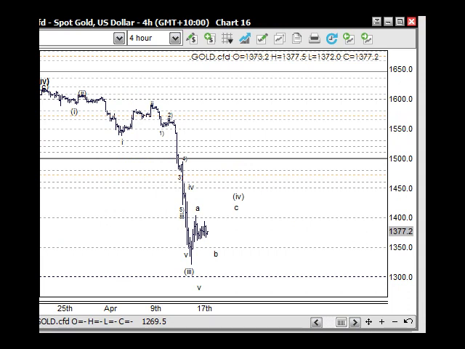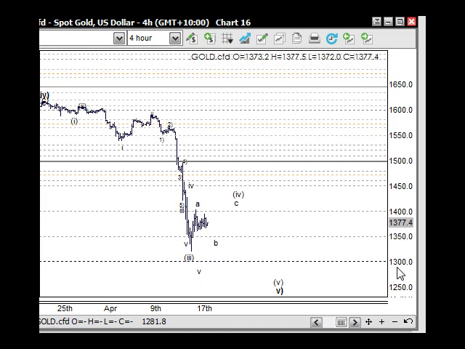Okay, starting with the gold market, the wave 4 bounce is still underway. We're looking at an A, a B and a C wave for wave 4, so we still expect a little bit of support to come in for this market. However, in due course, it will roll over, and the target down here is a little bit closer to the 1280, 1250 area.